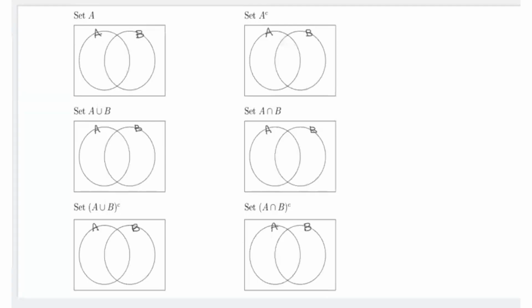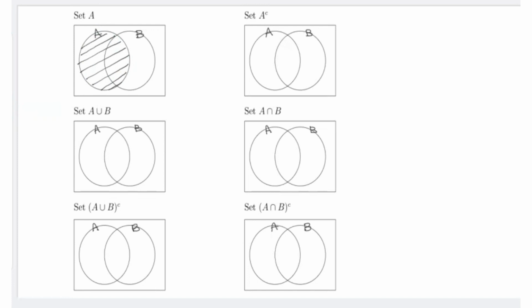Okay, let's do this together. I'm looking at set A. Set A is the circle, so I want to darken that part. Anything in set A, I'll mark that. That circle is set A. Are we okay with this?